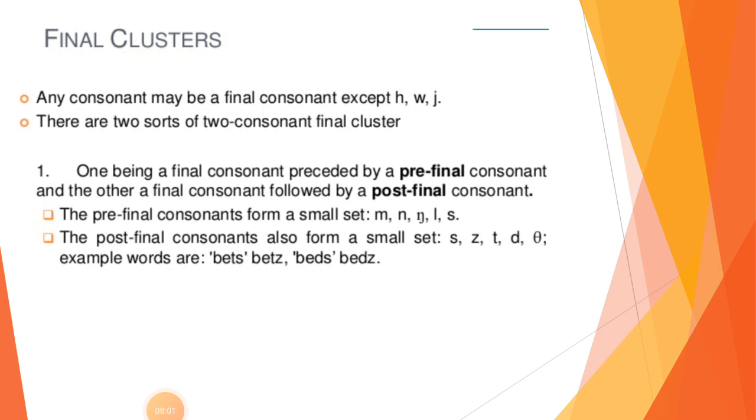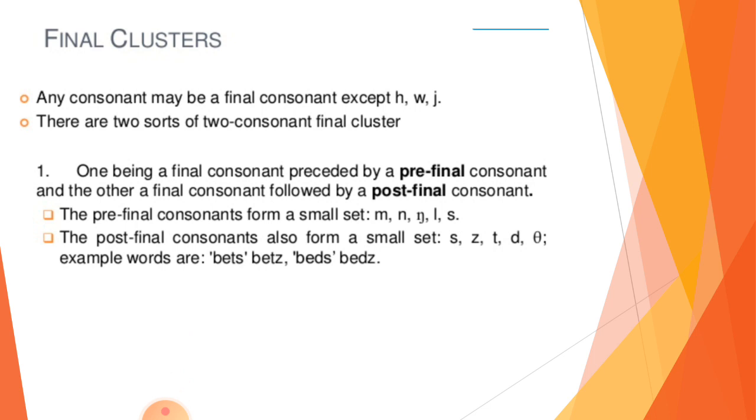Now we will see what final clusters are. Any consonant may be a final cluster except H, W, and G. There are two sorts of two-consonant final clusters. One is a final consonant preceded by a pre-final consonant, and the other is a final consonant followed by a post-final consonant.